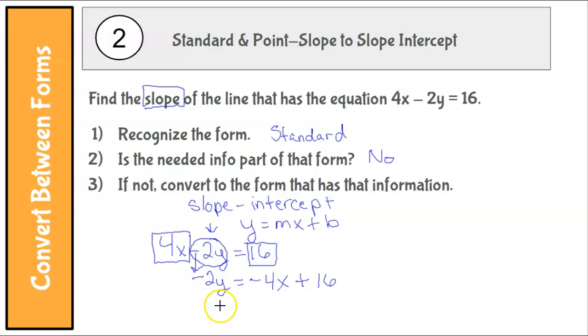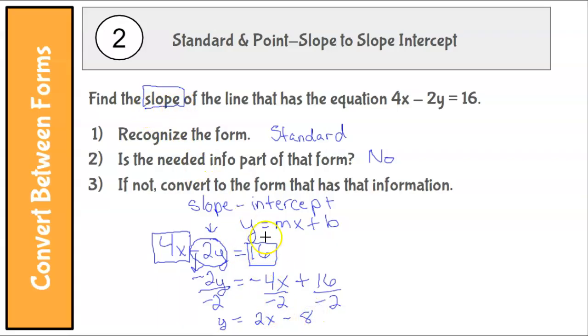And we're almost there. Y is almost by itself. We just need to, just like solving a regular equation, divide by -2. The only difference is we're going to divide everything. Every term gets divided by -2. So y equals 2x minus 8.